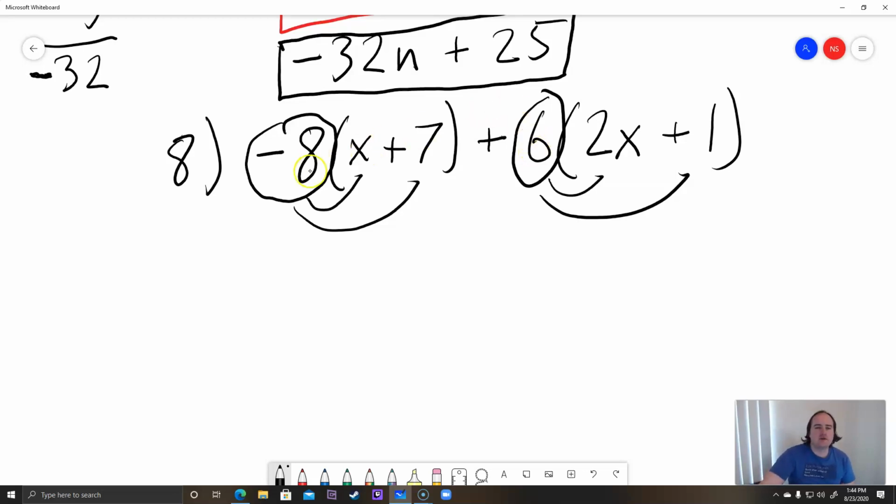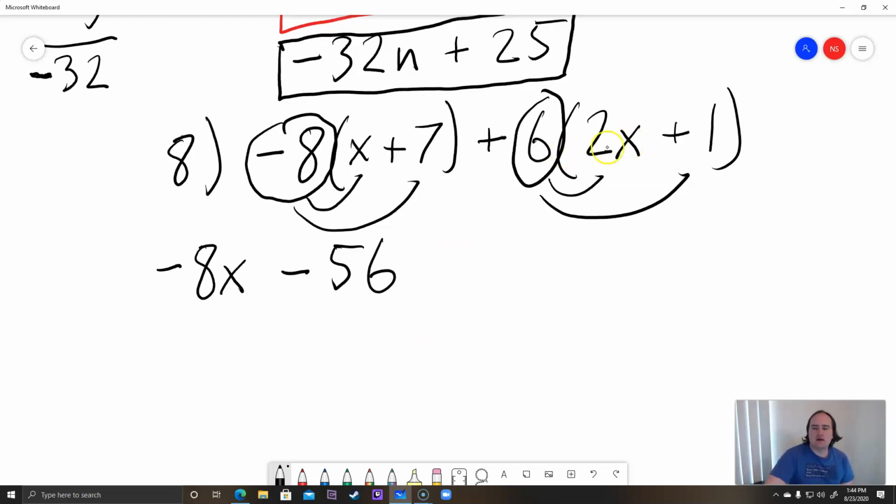Okay, so for the first set of parentheses, we have negative 8 times x is negative 8x. Remember, you're distributing the minus as well as the 8. And then for the second term, what's negative 8 times 7? Well, that's going to give us negative 56. Right? You're distributing that minus, so it's actually going to be negative. Okay, so we have negative 8x minus 56.